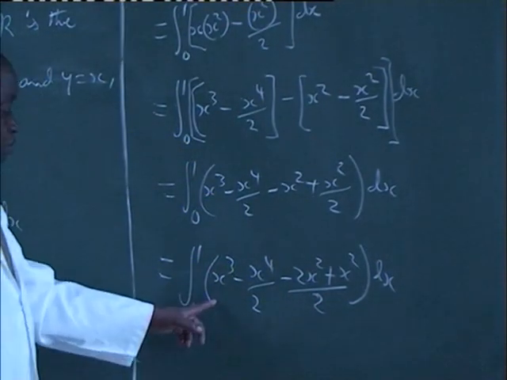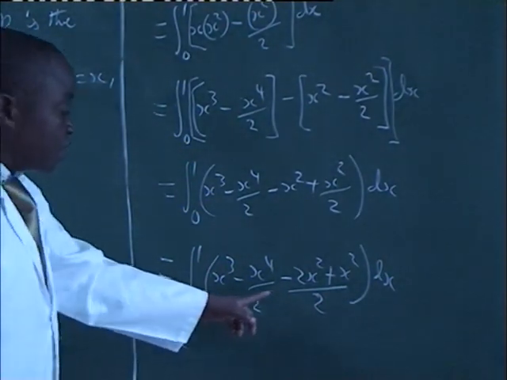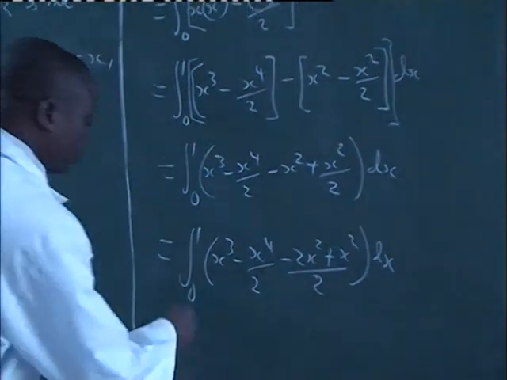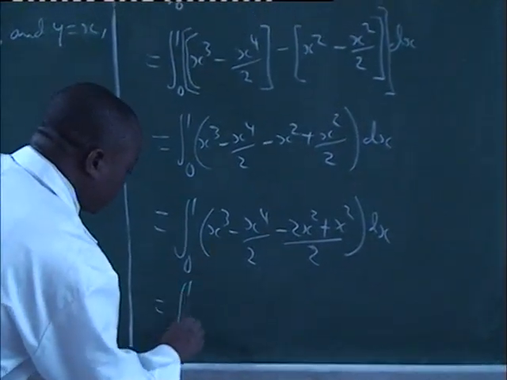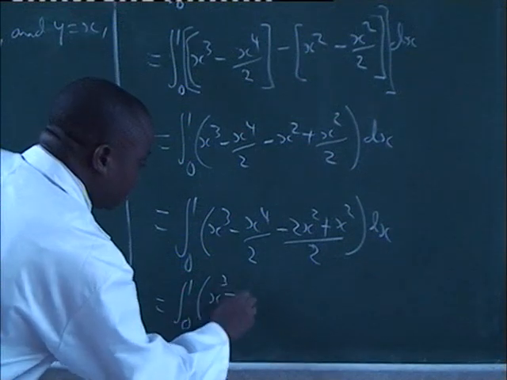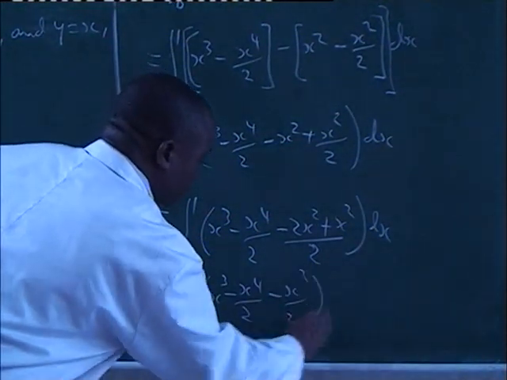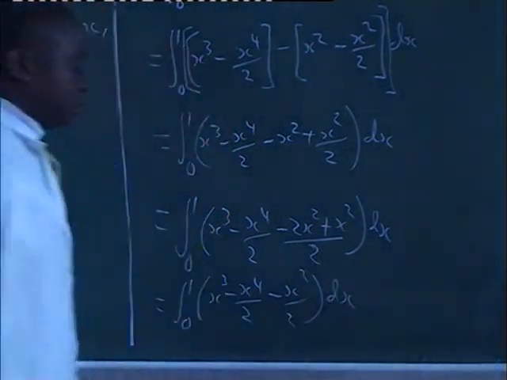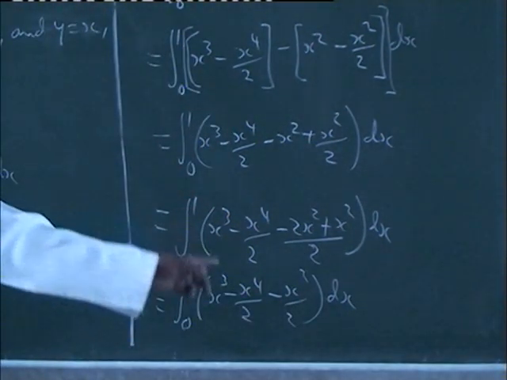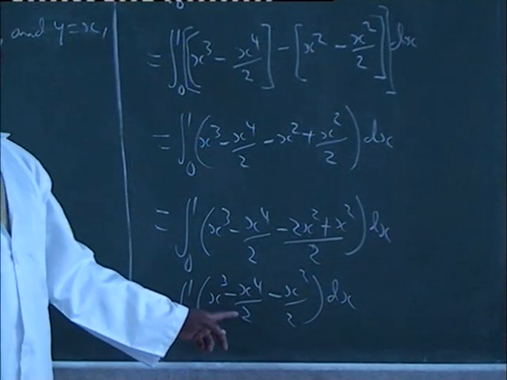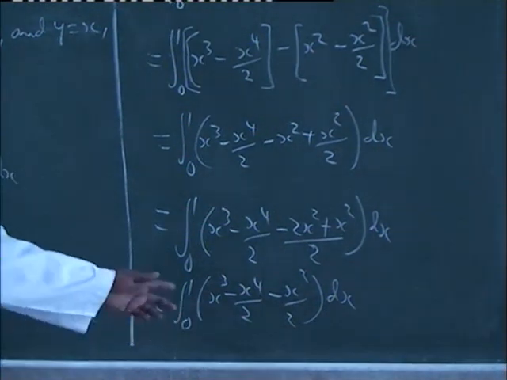And that will give us, you see, minus this plus this, now this is the integral from 0 to 1 of x cubed minus x to the power 4 over 2 minus x squared over 2, the dx. So we now integrate with respect to x. Now integrate it with respect to x.